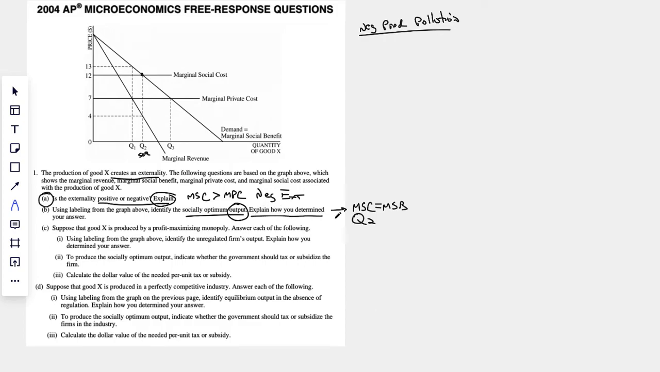Explain how you determined your answer. It is just knowing that where marginal social cost and social benefit come together, that is our socially optimal or socially efficient output or quantity.